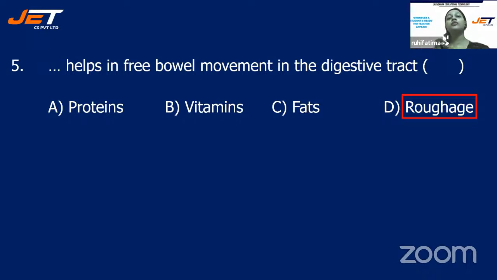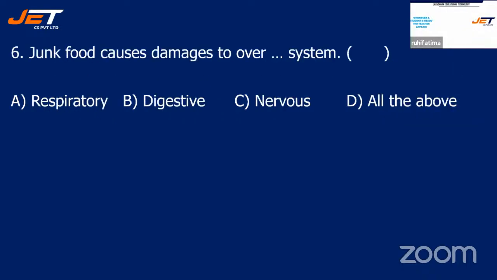If your food lacks roughage, then you may have the problem of constipation. So it's very important to have roughage in large amount. And roughage is found in which items? In salads. A huge amount of roughage is there in salad, so we should consume more and more salads. Now let's move to the next question.